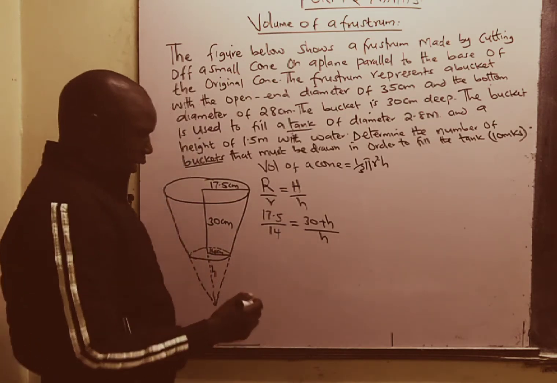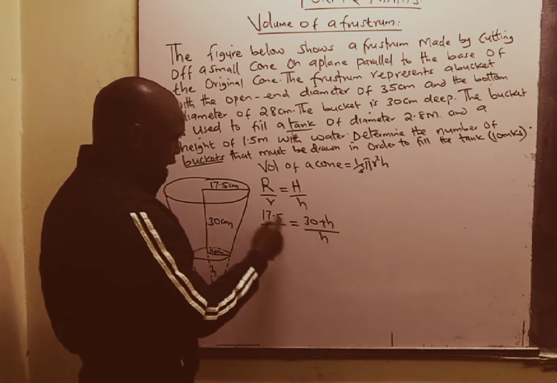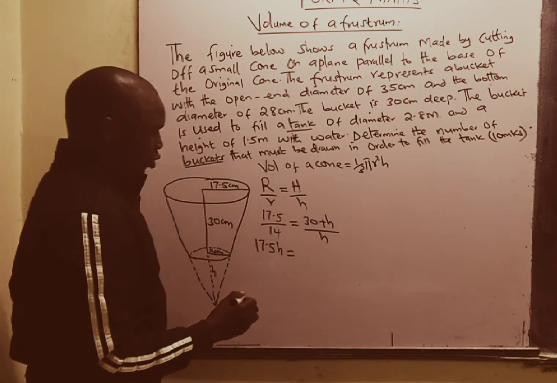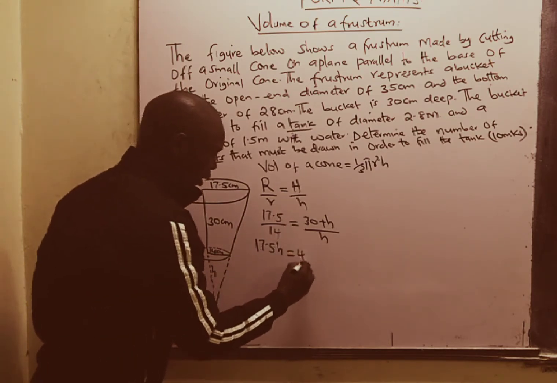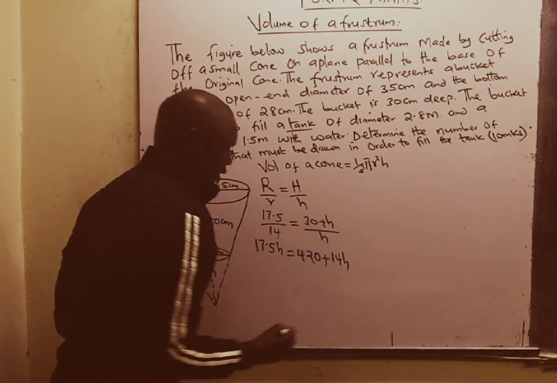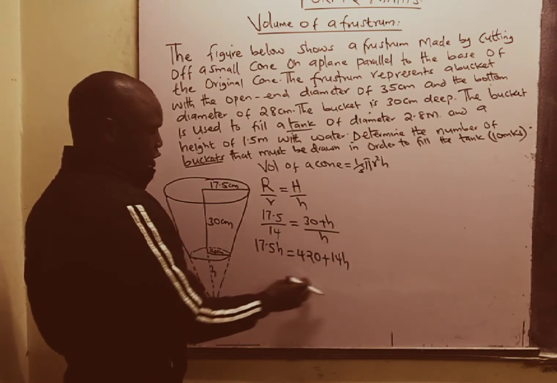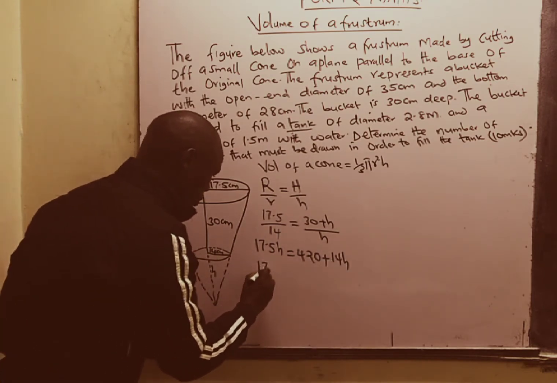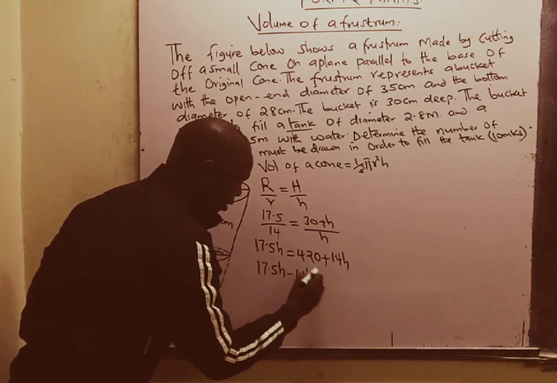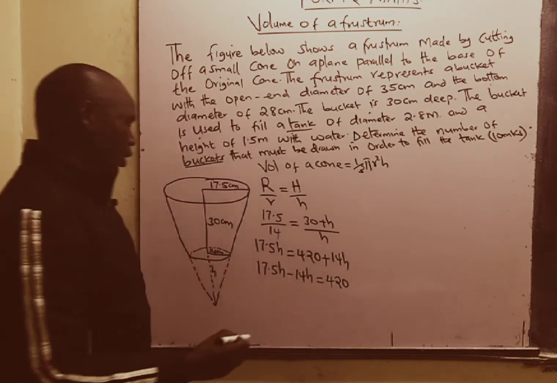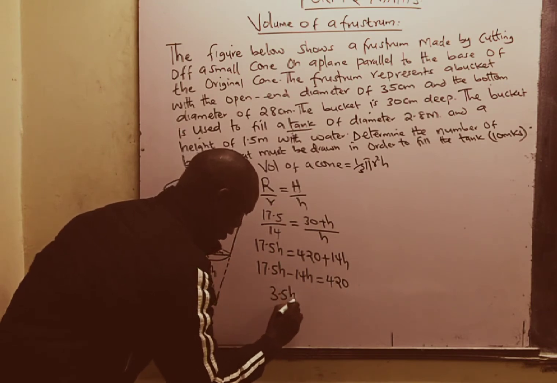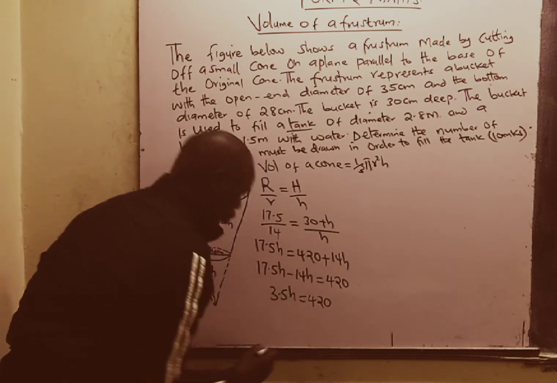If we cross multiply, we have h times 17.5, which is 17.5h, equal to 14 times 30, which is 420, plus 14 times h, which is 14h. Collecting like terms, 14h moves to the other side, so that we have 17.5h minus 14h equal to 420. 17.5h minus 14h gives us 3.5h, and this is equal to 420.